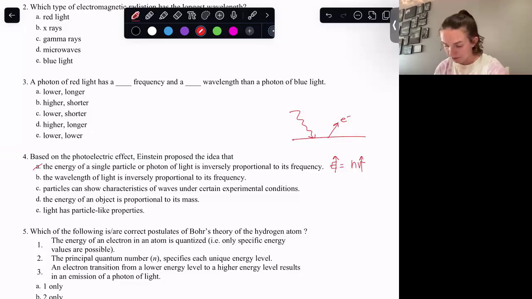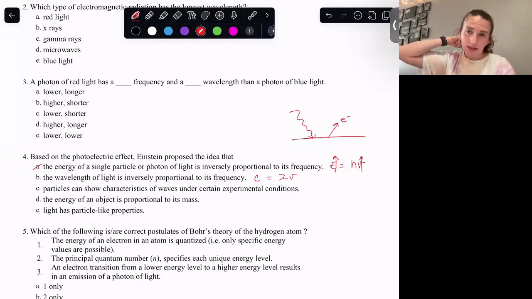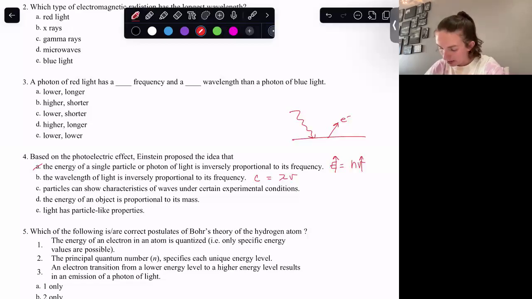The wavelength of light is inversely proportional to its frequency. We know that the speed of light is equal to wavelength times frequency. This is a true statement, but this is not what we learn from the photoelectric effect. Yes, as you increase wavelength, you decrease the frequency. They do have an inverse relationship. But that's not what we learned from the photoelectric effect. We learned that from just the speed of light. So B is incorrect.